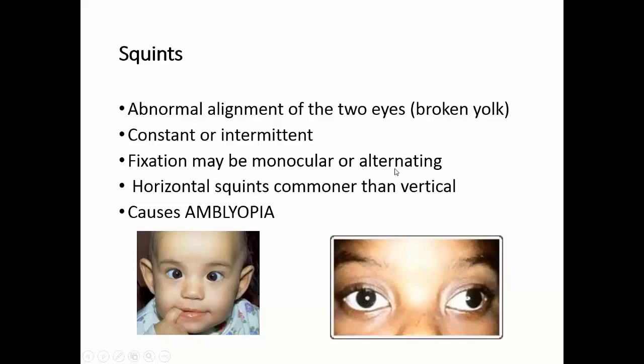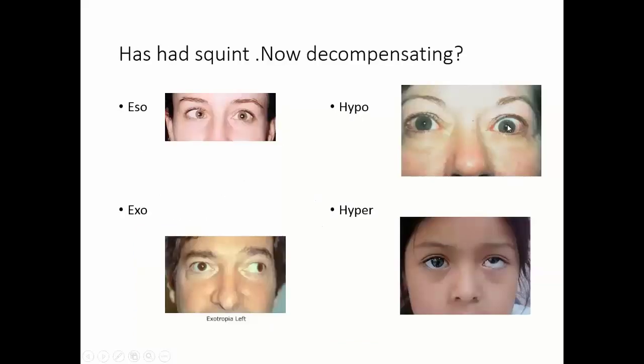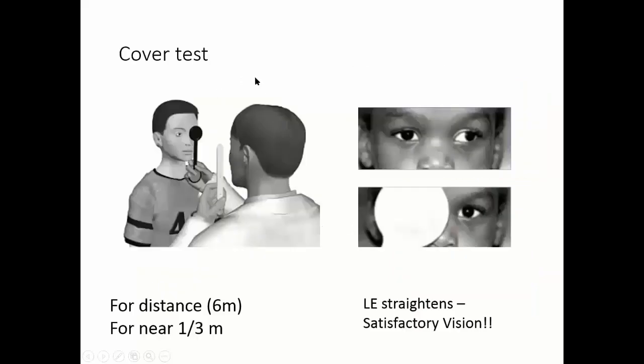But some people have alternating fixation. That means when one eye is straight, the other eye is squinting, and that second, squinting eye sometimes takes up fixation when the other eye goes out of alignment. Also, horizontal squints are commoner than vertical, but if the patient has vertical diplopia or complains of head tilt, then you have to look for vertical misalignment. This is a congenital esotropia. This is an exotropia. And you have two other tropias here. Again, I'm showing you hypotropia and hypertropia.